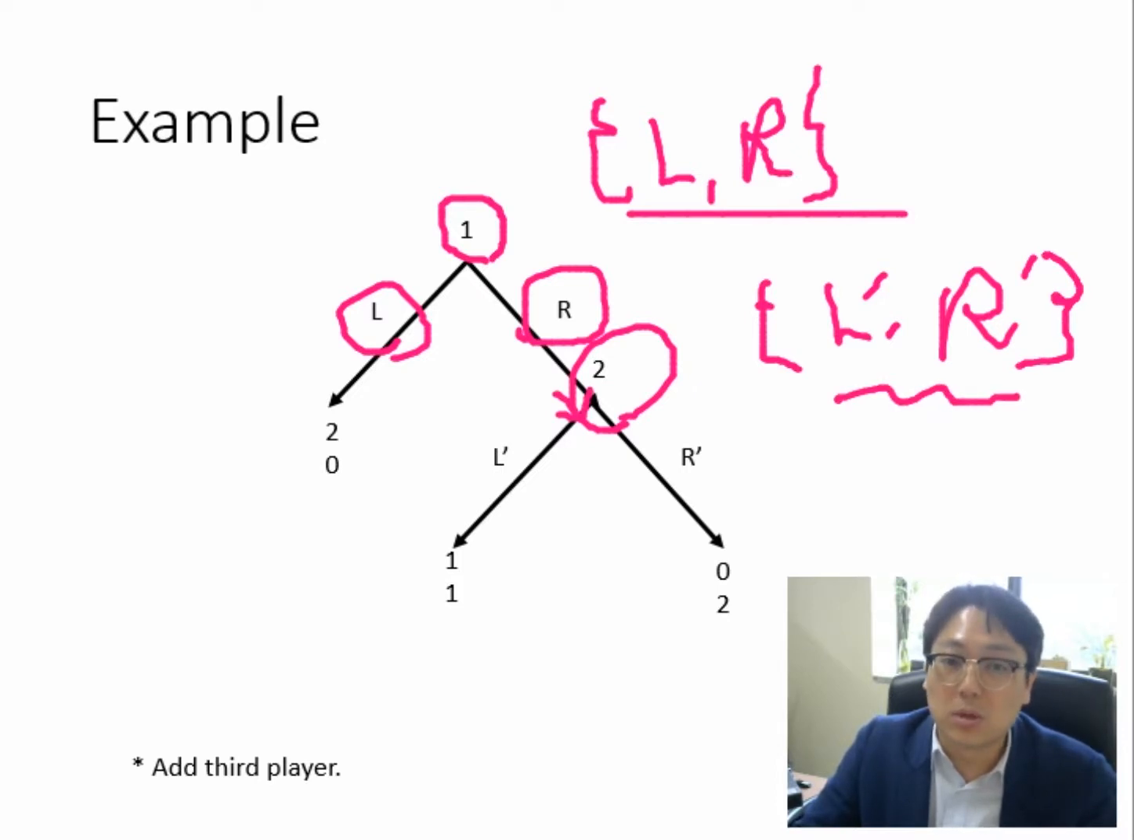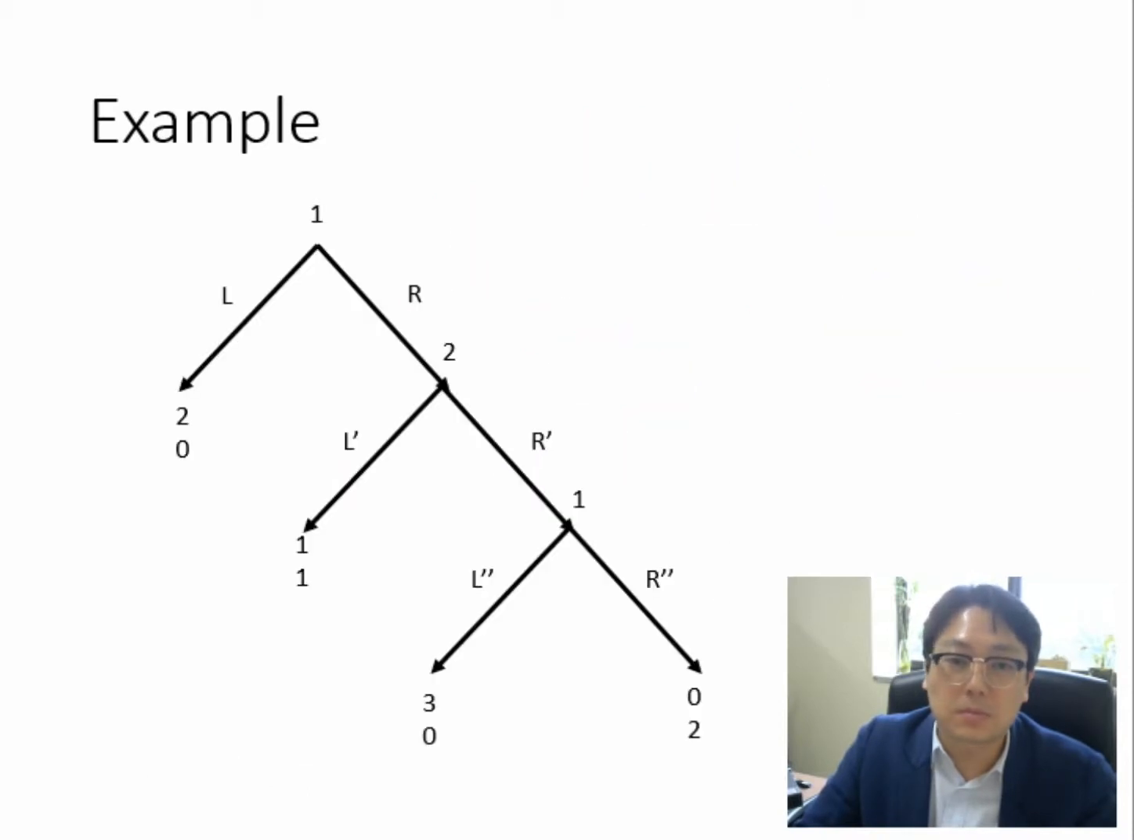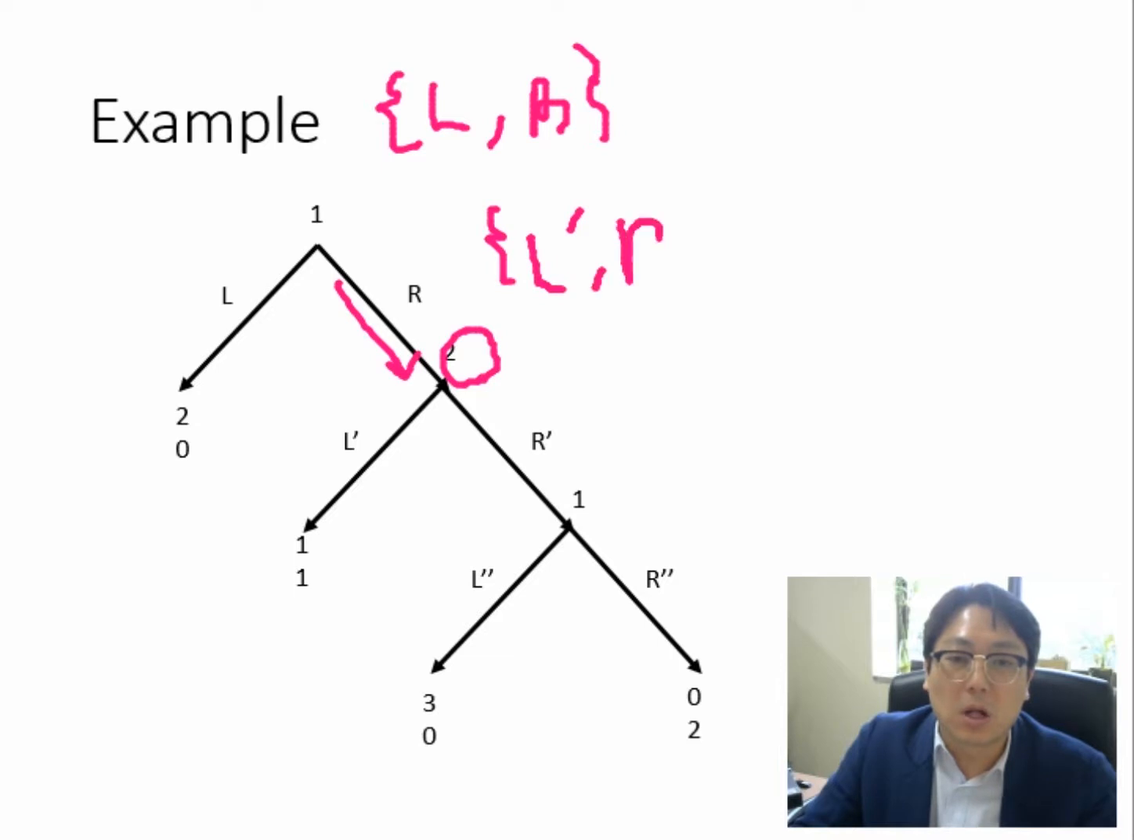That's simple, okay? But look at this. First player will choose like that. Once the game starts, the first player will choose between L or R. If R is reached and this node is reached, then player 2 can choose between L prime or R prime, okay?